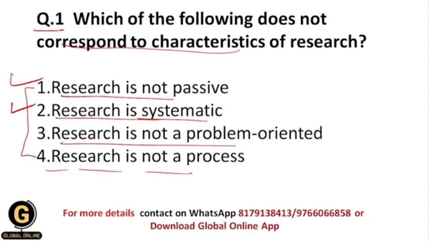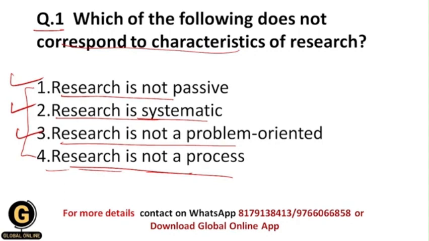Okay, and that's why research is basically solution oriented, it is not problem oriented, and that's again a characteristic of research. Research is not a process. As I have told you earlier, research is always a process, because it's a long lasting procedure in which lots of steps are there, and we are going to see these steps in the upcoming videos.